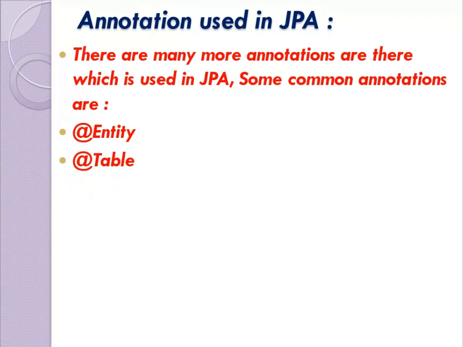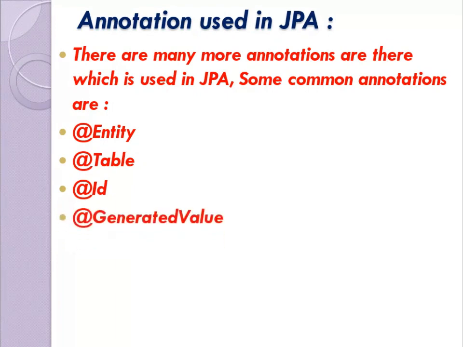@Table. These are two alternate annotations, @Entity and @Table, both used for the creation of a table in the database. @Id is for the primary key. If we mention @Id above any field, that means that attribute is a primary key attribute that will be created in the database.